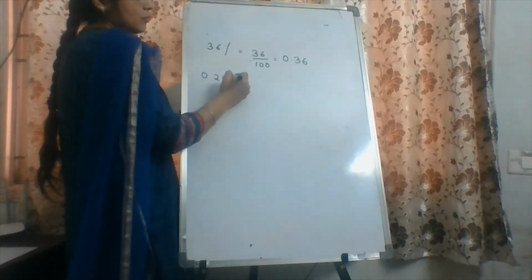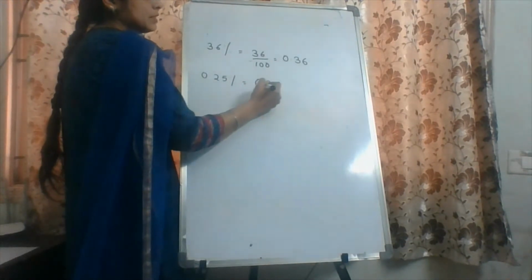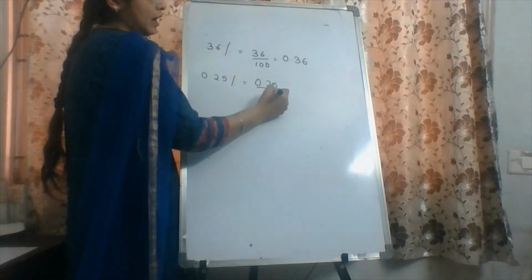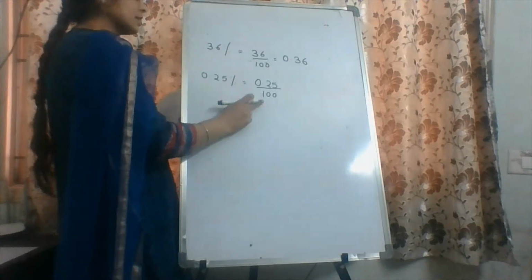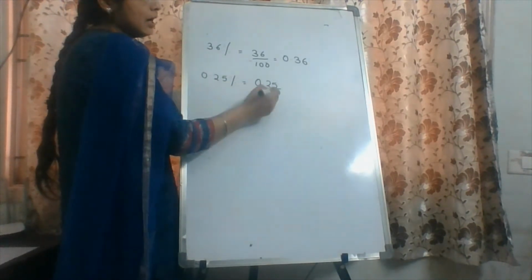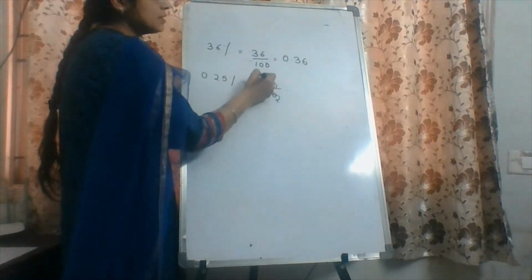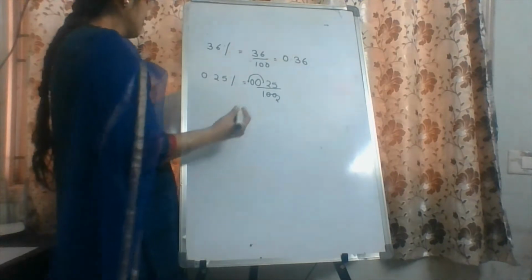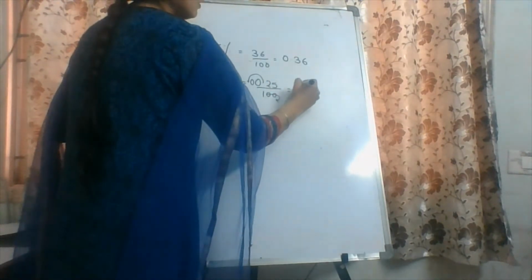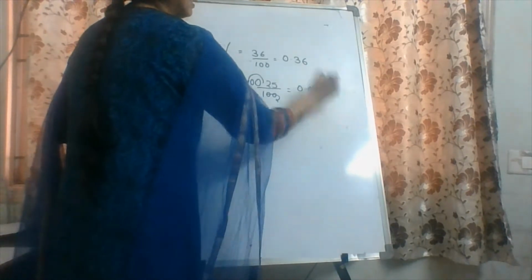0.25% has to be written as 0.25 upon 100, where the percentage sign is removed and I get 100. Now I have to convert it into decimal. If I remove these two zeros, my decimal point moves two places towards the left. My answer is 0.0025.